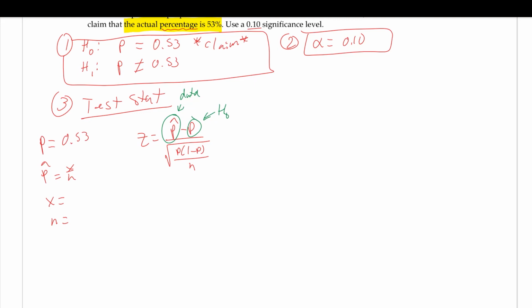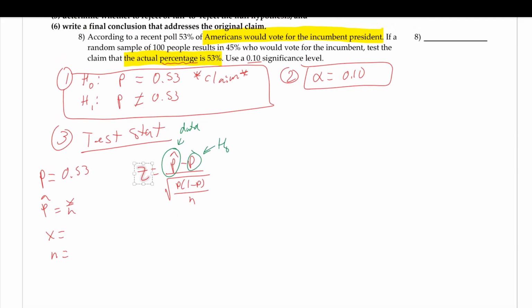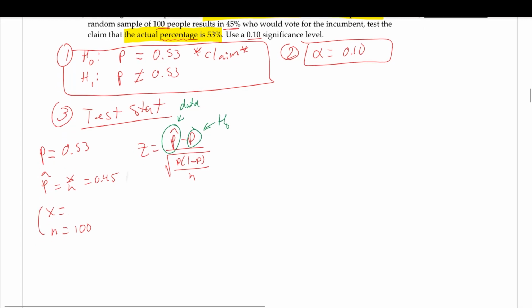Do they give us an x and an n? Well, let's see. They tell us that our sample size is 100, right? So that's 100. Do they give us what x is? Well, no. They actually gave us the sample proportion, right? They tell us from these 100 people, 45% of them would vote for the incumbent president. Okay, so they actually gave us the sample proportion. So this is an example where they actually give us a sample proportion, and our calculator does not actually accept sample proportions. It only accepts x's and n's. Okay, so we have to back into this x somehow.